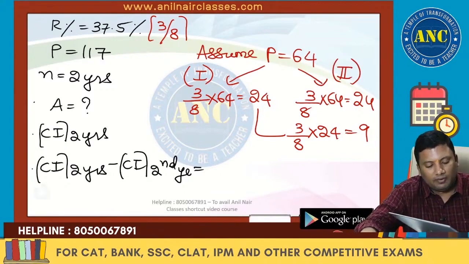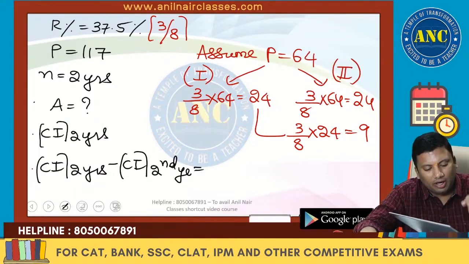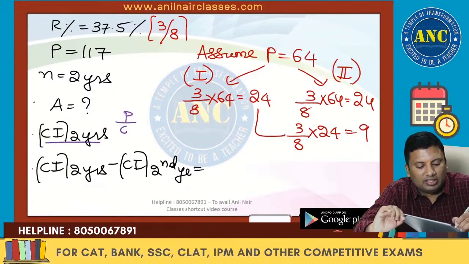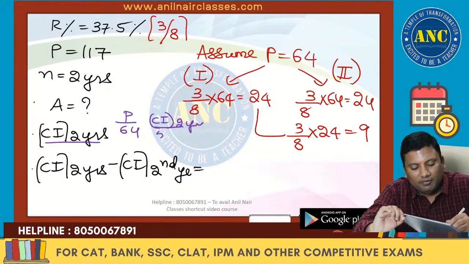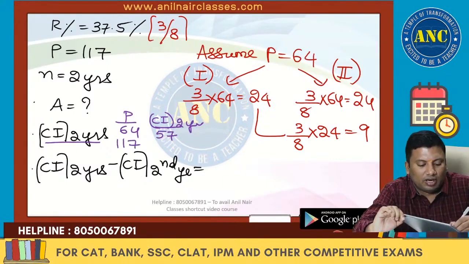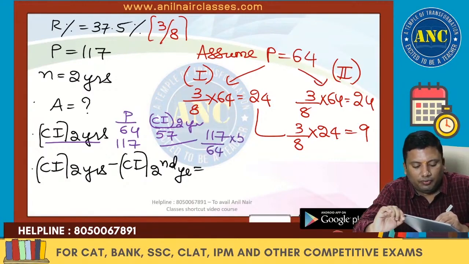Now one by one we will go. Now it is easy. CI for 2 years, when the principal is 64, is nothing but 48 plus 9, which is nothing but 57. But according to the question, the principal is 117. So 117 by 64 into 57.